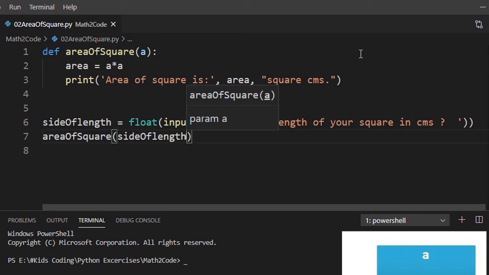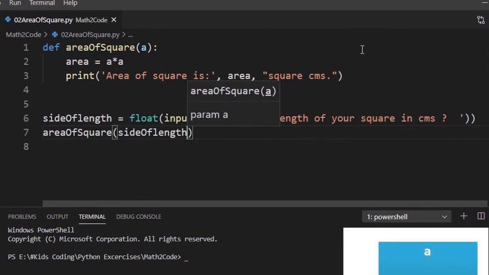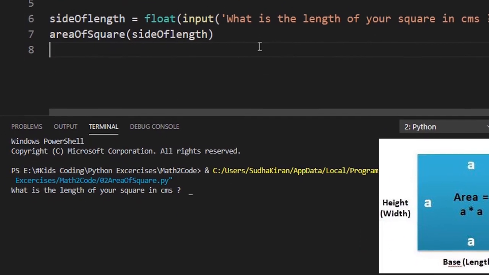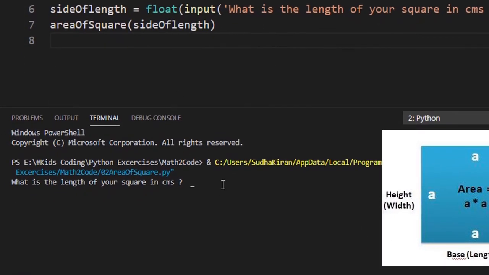So now we're done writing the code. Let's see how it works. What is the length of your square in centimeters? I assume it's 5 centimeters. Area of square is 25.0 square centimeters. Yep, the program is correct, working.